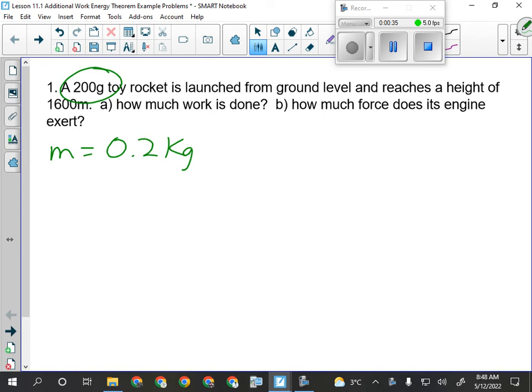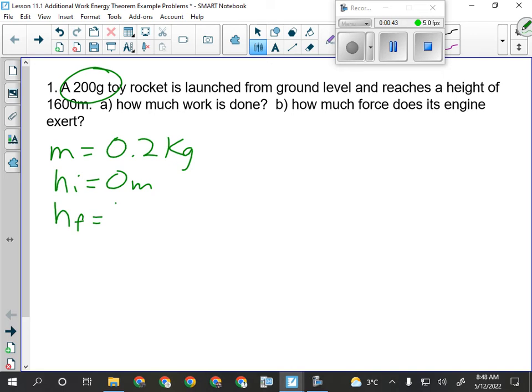What's the height if you're on the ground? Right. Okay. And it reaches a height of 1,600 meters, so that would be our final height. How much work is done? Okay, so there's my first bit. I've done the givens part. The second part of this is to write out work energy theorem.